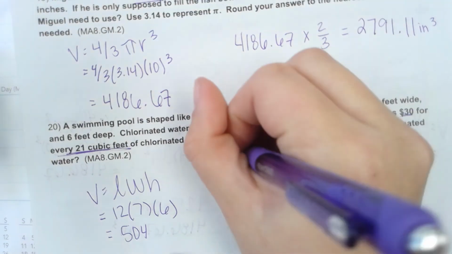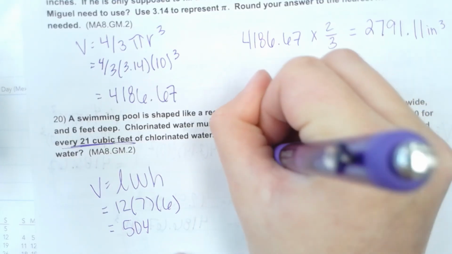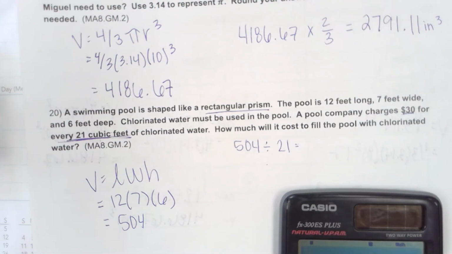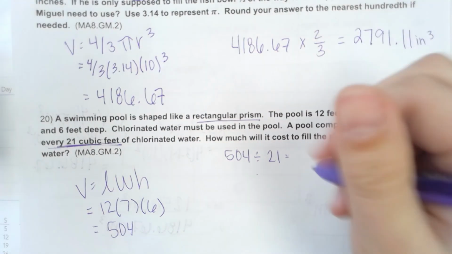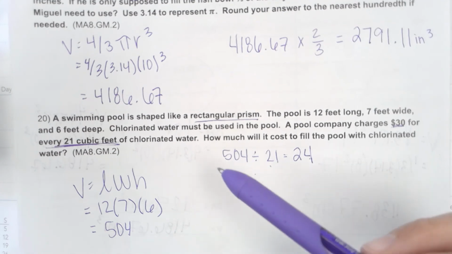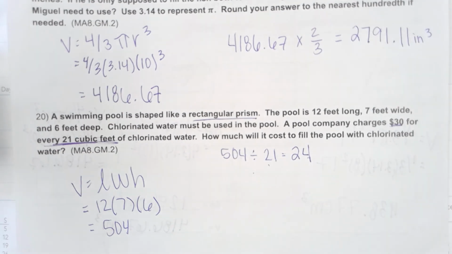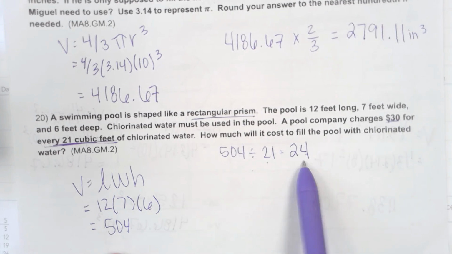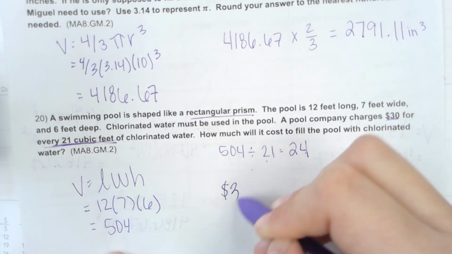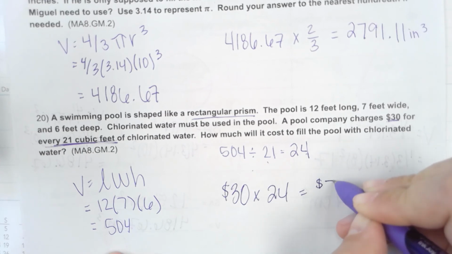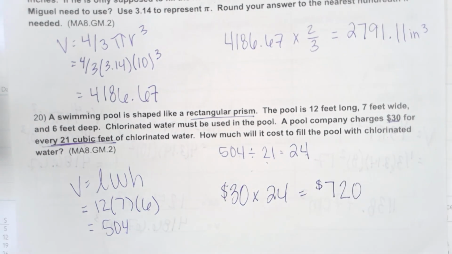So the first thing that we need to do is take that 504 and divide it by 21 to figure out how many 21 cubic feet are in 504. So if we take 504 divided by 21, we get 24. So there's 24 of the 21 cubic feet that goes into this pool for its volume, okay? So if the pool company charges $30 for every 21 cubic feet, our last thing that we need to do is take that $30 times it by the 24, and we get a total of $720.